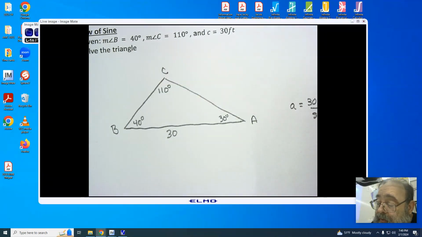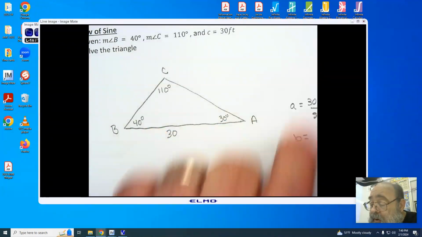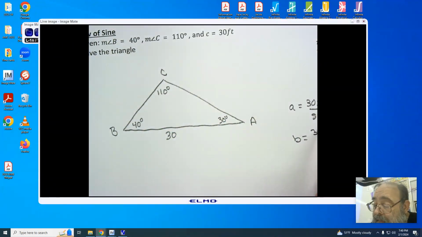You're going to put your answer right here as an approximation. To find B, you're now going to use the 40 degrees here, and we're still using the 30. So we have 30 sine of 40 degrees divided by the sine of 110 degrees. And you're going to put your answer right there.